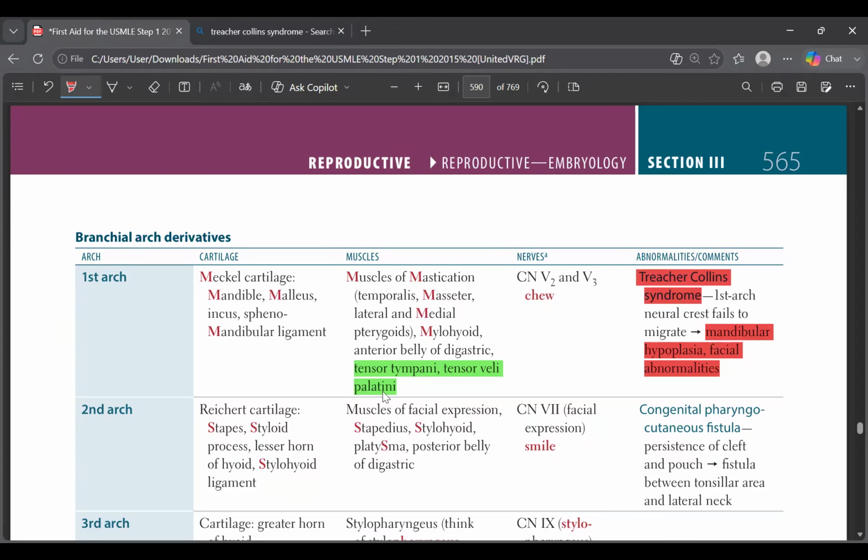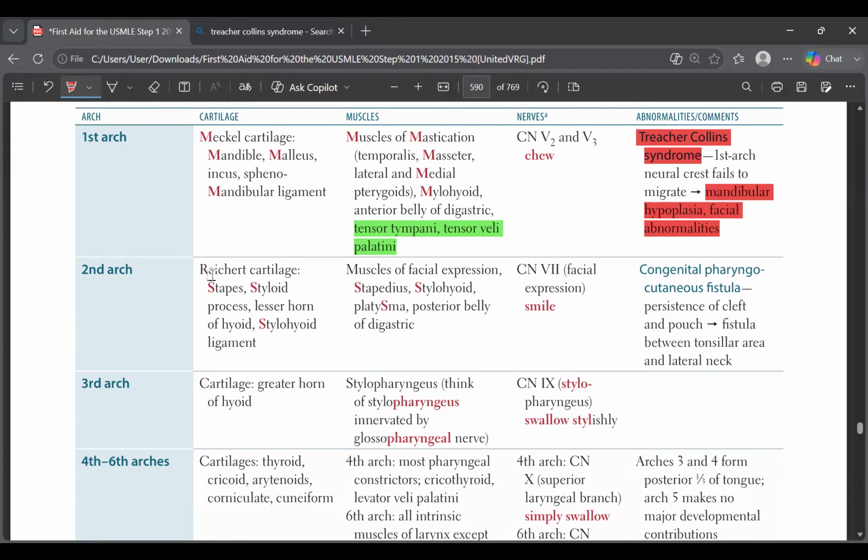Right. And then we have the second arch, which forms the Reichert cartilage, which is the styloid process. So stapes and styloid process are mainly bones that it forms. Just a horn of hyoid is a bone that it forms. I think stylohyoid ligament and Reichert cartilage would be the cartilage here. And muscles of facial expression involving stapedius, stylohyoid, and platysma, with the emphasis on S, and posterior belly of digastric.